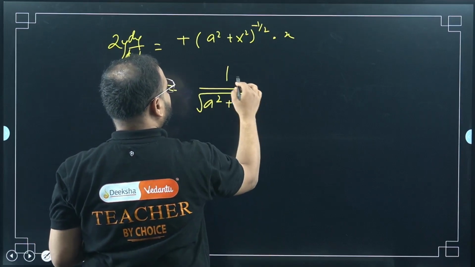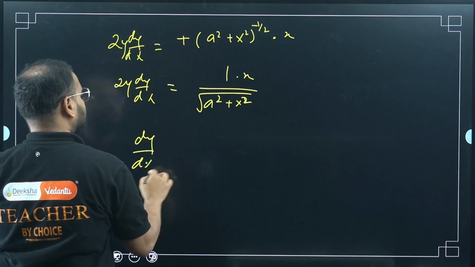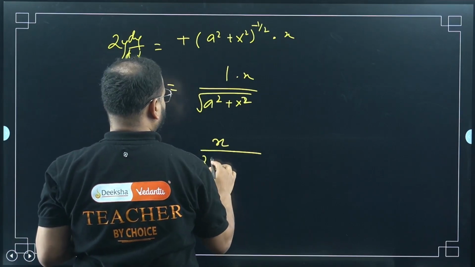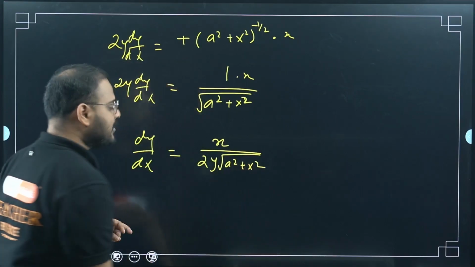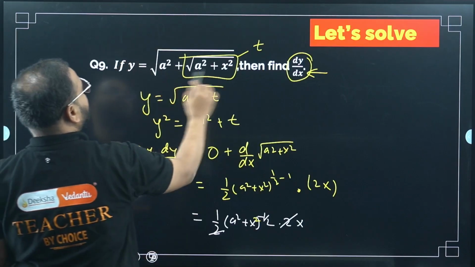What is left in the numerator? 1 into x. So I can write dy by dx as what? Please check. x upon 2y root of a square plus x square. What's my y value? Please check. This whole thing.